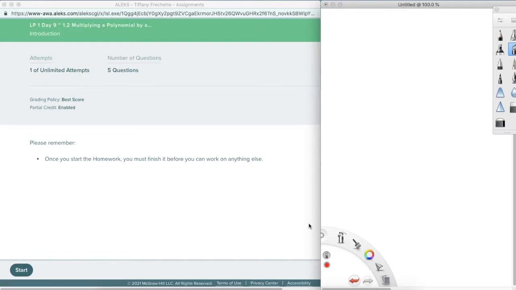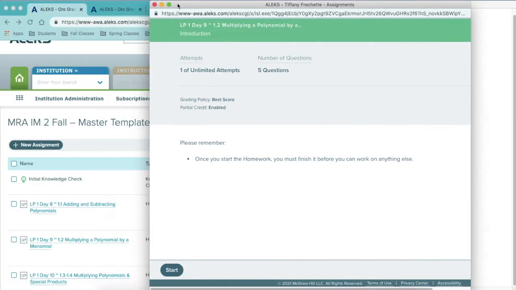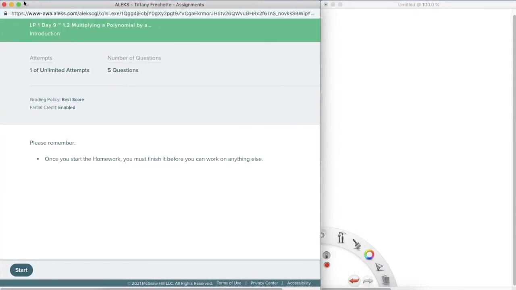Alrighty, so we are in Chapter 1, Section 2, called Multiplying a Polynomial by, I believe it's a Monomial, yep. And this is for Integrated Math 2, or IM2. So this is just, again, the front screen that you will see on your homework.